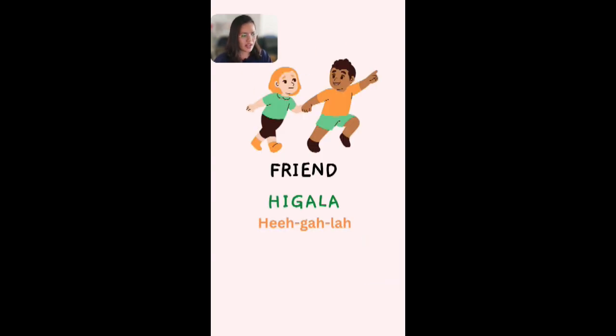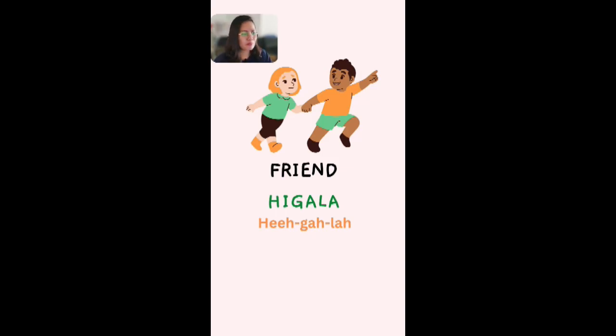Next one, we have friend. Friend is higala. I normally use higala so that I don't have to say amigo and amiga because it's gonna be too long for me to greet you guys. For actual conversation, if you use higala in the real world, not so many are familiar with it, especially the Gen Zs. So it's good to know this word so that you can also spread Bisaya to other youngsters.